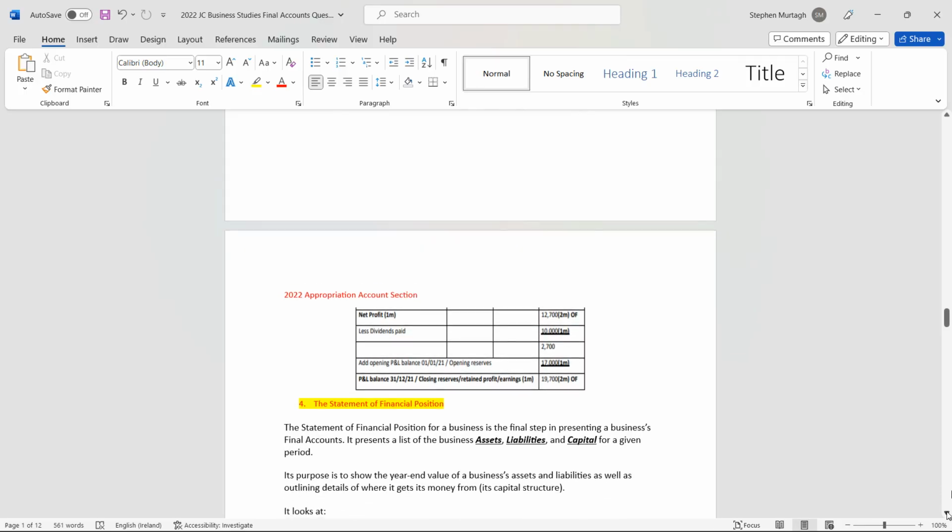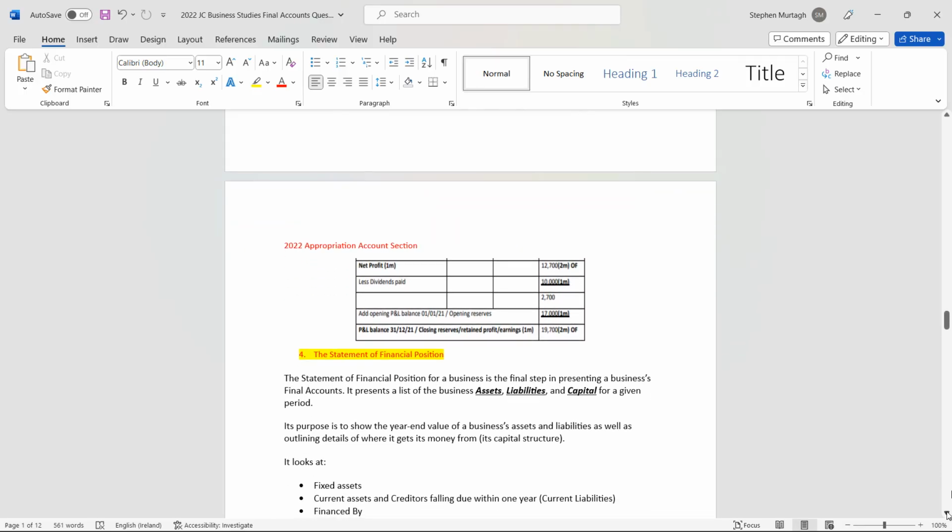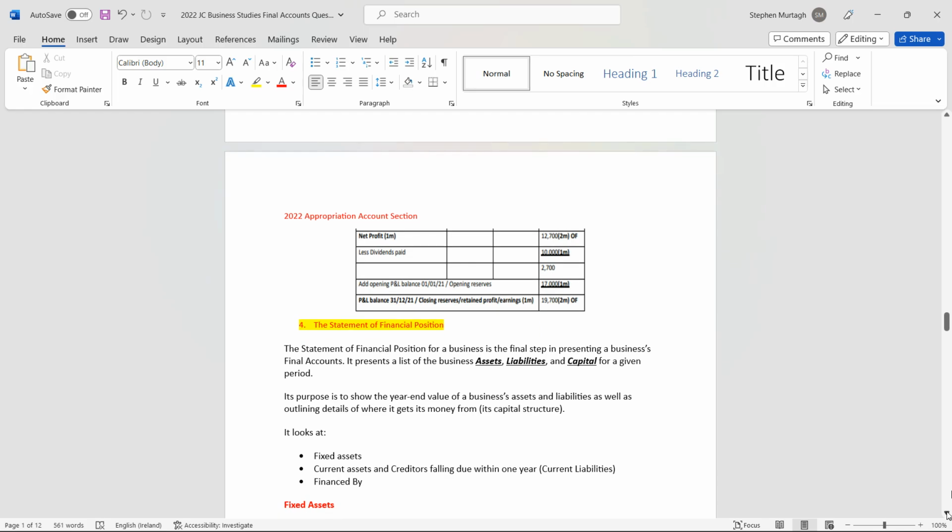So the statement of financial position for a business is the final step in presenting its final accounts. So what you'll be looking at here is its assets. Assets are things that they own, and they can be either fixed assets, which have long-term value, or current assets, which are day-to-day value. So in other words, if you needed to raise money, you'd have long-term assets, which are called fixed assets, and you'd have short-term assets, which are called current assets.